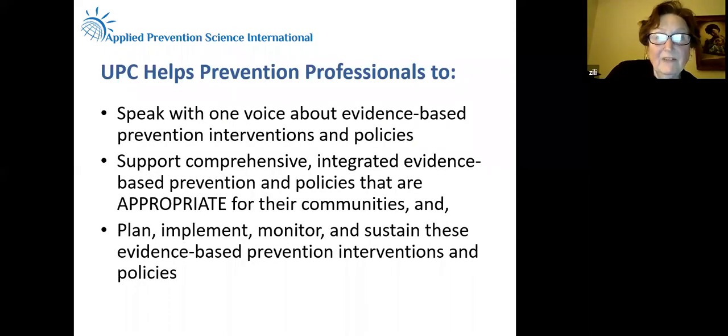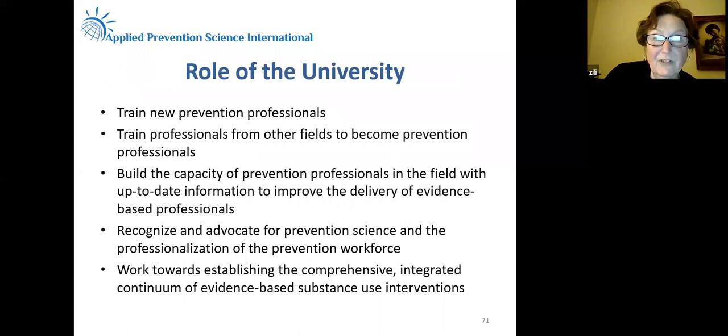So the UPC helps prevention professionals speak with one voice. It supports comprehensive integrated evidence-based preventions and policies that are appropriate for their communities because they go through the implementation cycle, and helps plan that to the delivery of those interventions.